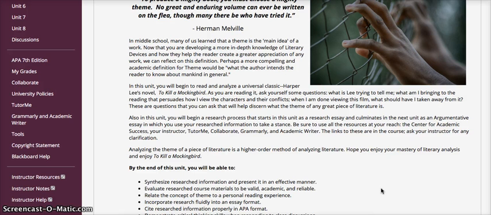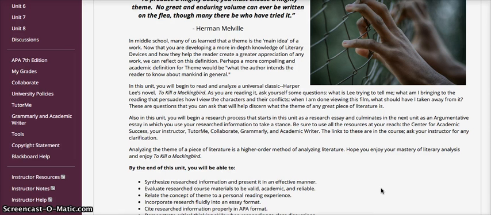Also, in this unit, you will begin a research process that starts in this unit as a research essay and culminates in the next unit as an argumentative essay in which you will use your researched information to take a stance on a topic.